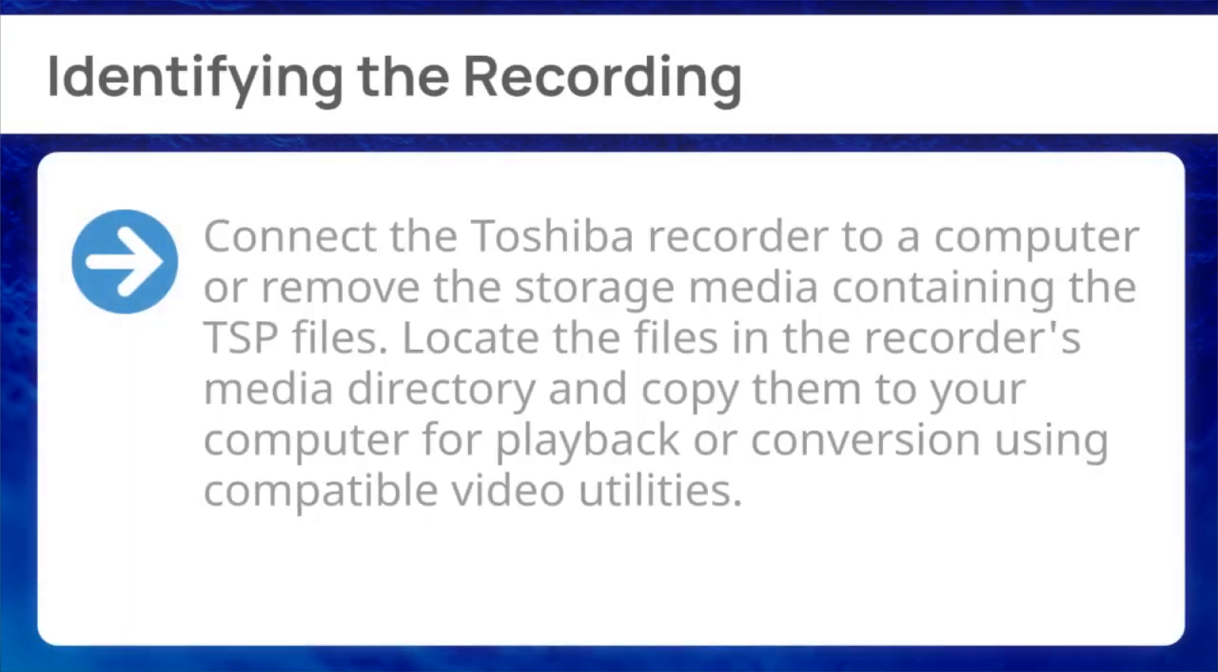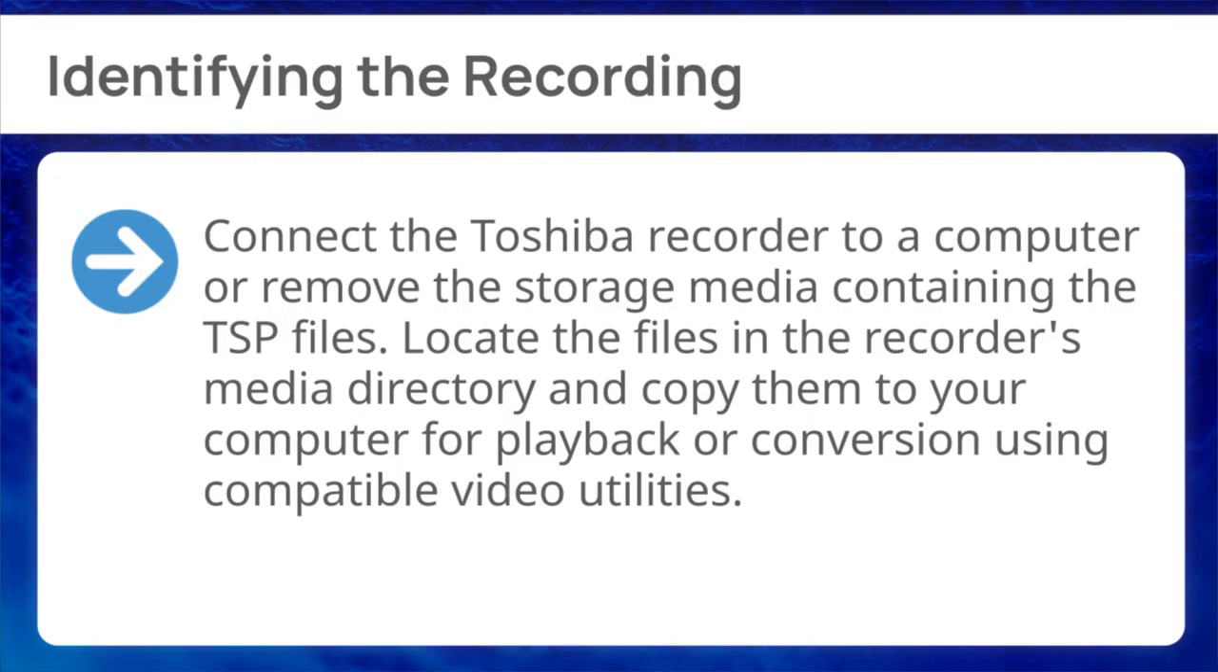First, identifying the recording. Connect the Toshiba recorder to a computer, or remove the storage media containing the TSP files. Locate the files in the recorder's media directory and copy them to your computer for playback or conversion using compatible video utilities.